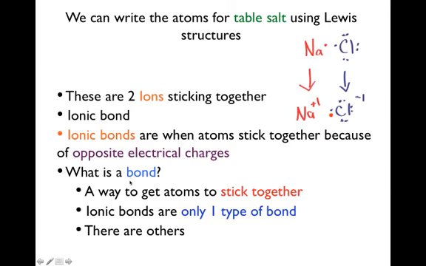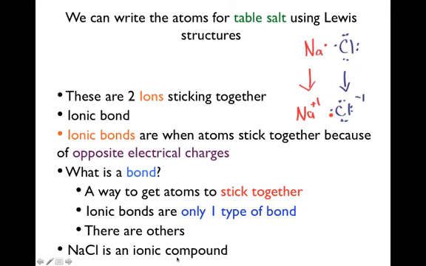What's a bond? Informally speaking, I want you to think of a bond as a way of getting atoms or groups of atoms to stick to each other. An ionic bond is only one type of bond. There are actually a number of others, and we're going to discuss a couple of the others. We won't discuss all of them in this unit. And because sodium chloride, or table salt, is made of two ions that are stuck to each other, sometimes sodium chloride and similar molecules are called ionic compounds.